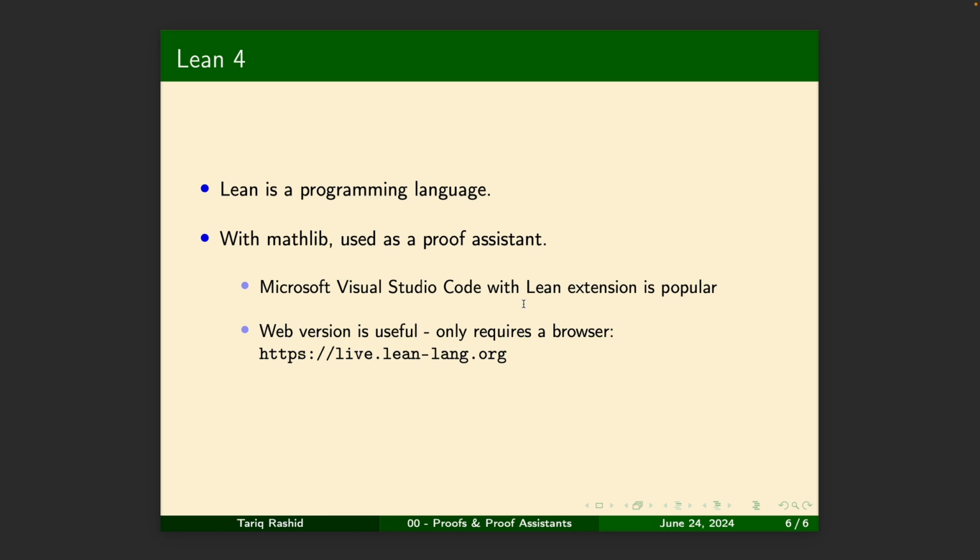A lot of people will be using Microsoft Visual Studio Code with the Lean extension. That's partly because the person who created this proof assistant actually worked at Microsoft, so naturally they would want that system to work with Visual Studio Code. If you can use it, I think you should. It's available for Windows, Mac, and Linux, and Visual Studio Code is free to download. The Lean system, I think, is fully open source.